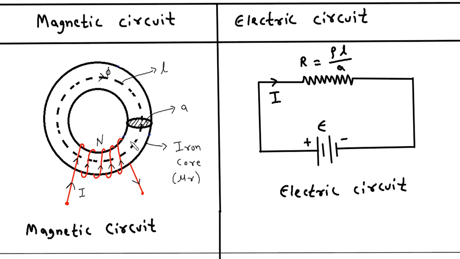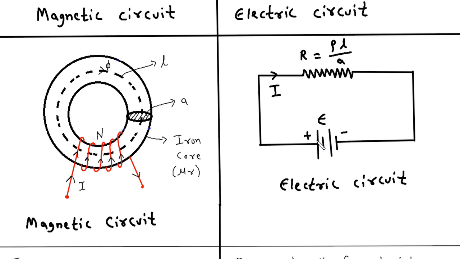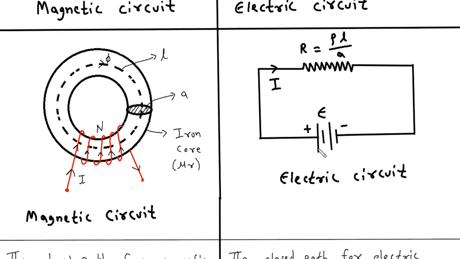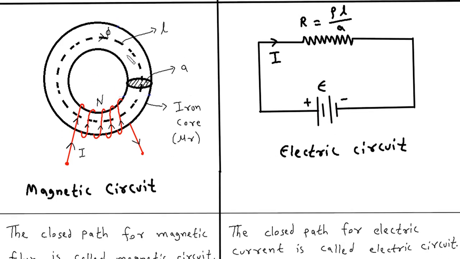The flux flowing through this magnetic circuit is phi. This is the area of cross section A. And in the electric circuit, R is the resistance, which is equal to rho L by A, where rho is the resistivity, L is the length, and A is the area. I is the current flowing through this resistor. E is the voltage or EMF. This is a battery. So this is called the magnetic circuit and this is called the electric circuit.